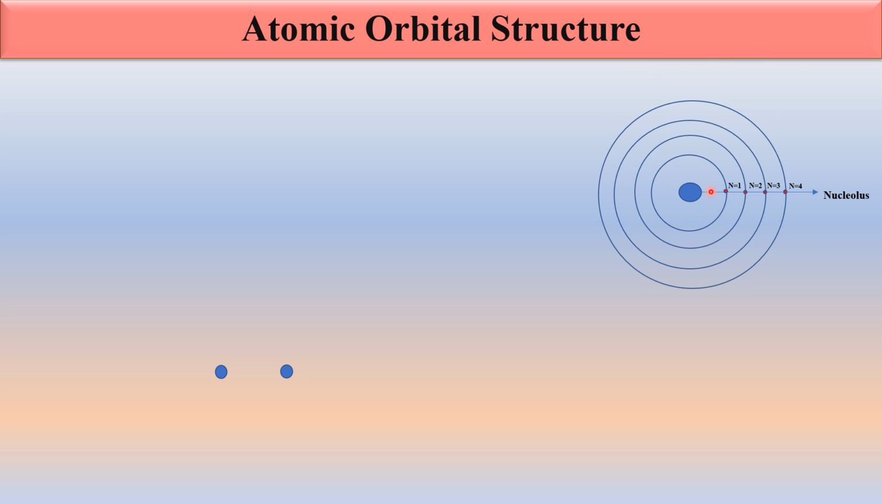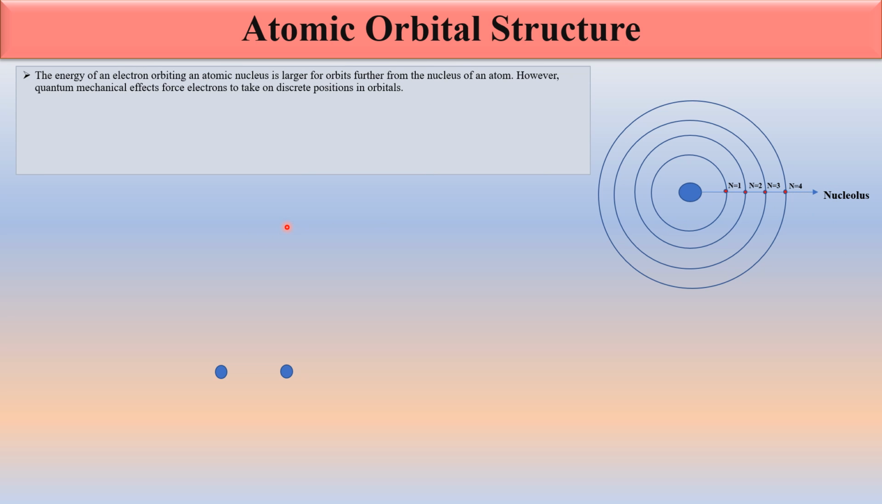This is the nucleus, this Z1 is the electrons, and these are N1, N2, N3, N4. These are the different energy states, and you can see this is the distance from the nucleus. The energy of an electron orbiting an atom's nucleus is larger for orbits further from the nucleus. However, quantum mechanical effects force electrons to take on discrete positions in orbitals.